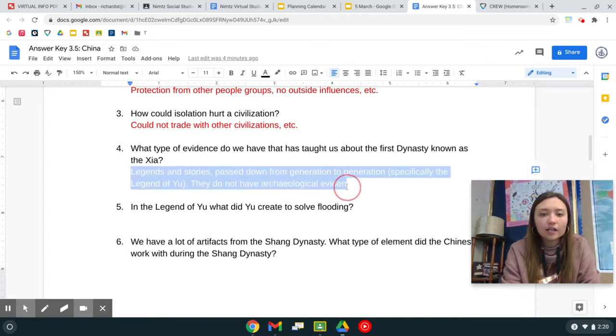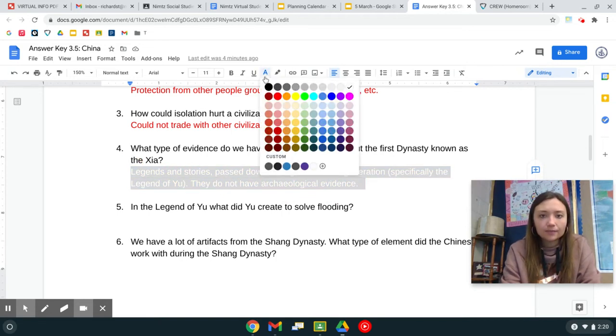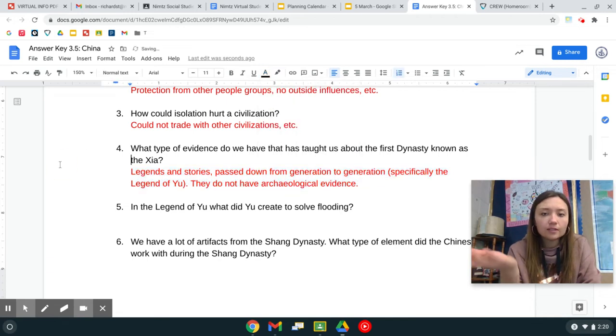There's no archaeological evidence anyways. So how do they know about this dynasty? Well, legends and stories. Things were passed down from generation to generation. Specifically in one legend called the Legend of Yu. You hopefully read that in your chapter. But let's talk about Legend of Yu.